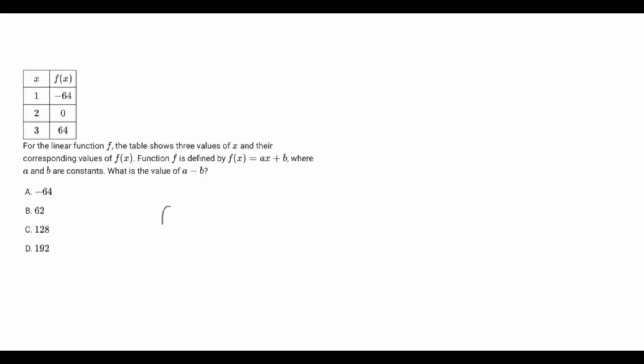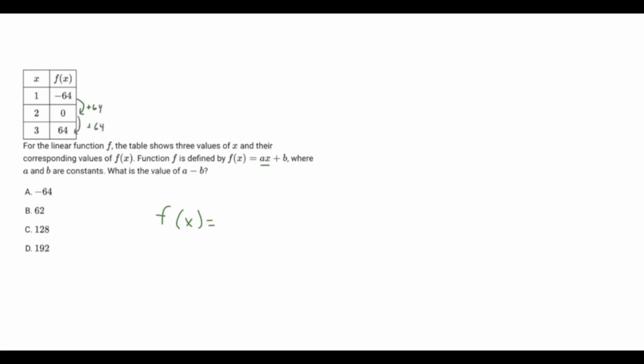Let's plot it out. So we have f of x, and now we have to find out what the slope is. That's what the a represents because it's right in front of the x. All right, so to find that, we just want to look at the difference in between. So it's rise over run. So from negative 64 to 0, that's an increase of 64. And from 0 to 64, that's an increase of positive 64 as well.